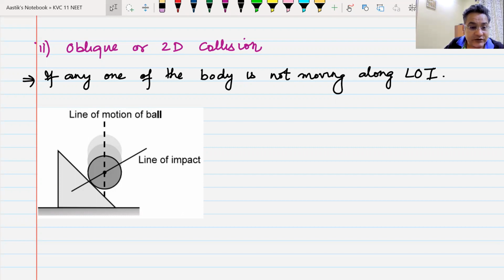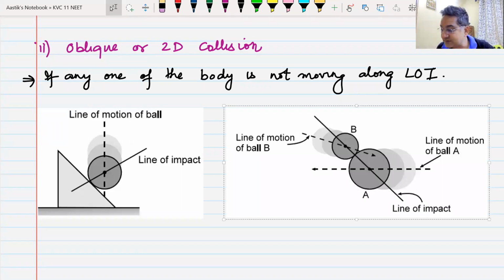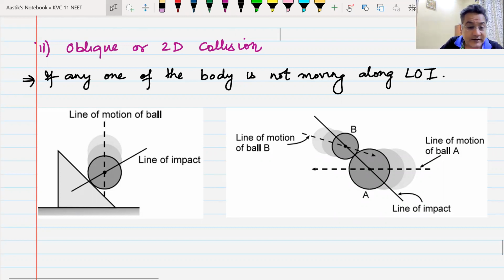In the second example that I'm going to show you, and these are examples that we have already seen previously, I am again showing it to you. These are the same examples that we had drawn for the line of impact. In the second case, there are two bodies which are colliding and both are moving in different directions. One body is moving like this and the other body is moving like this. This is also an example of oblique collision or collision in two dimensions. I hope you are able to understand this small difference.